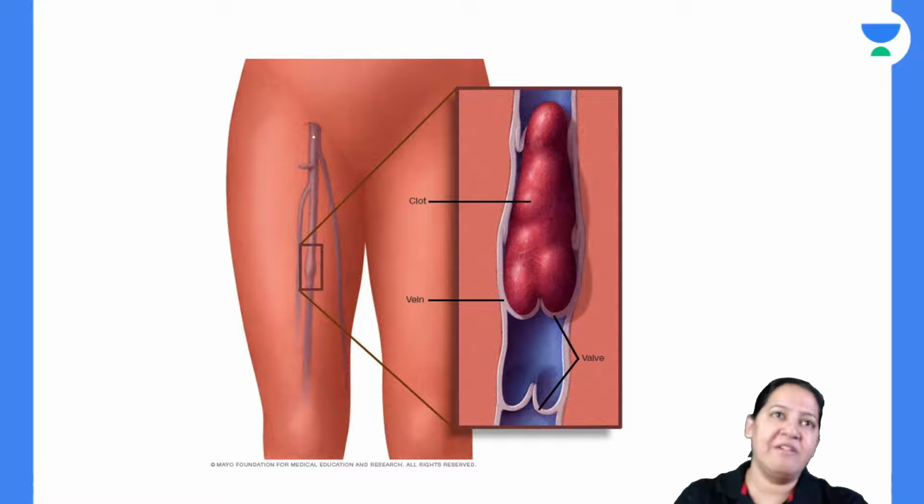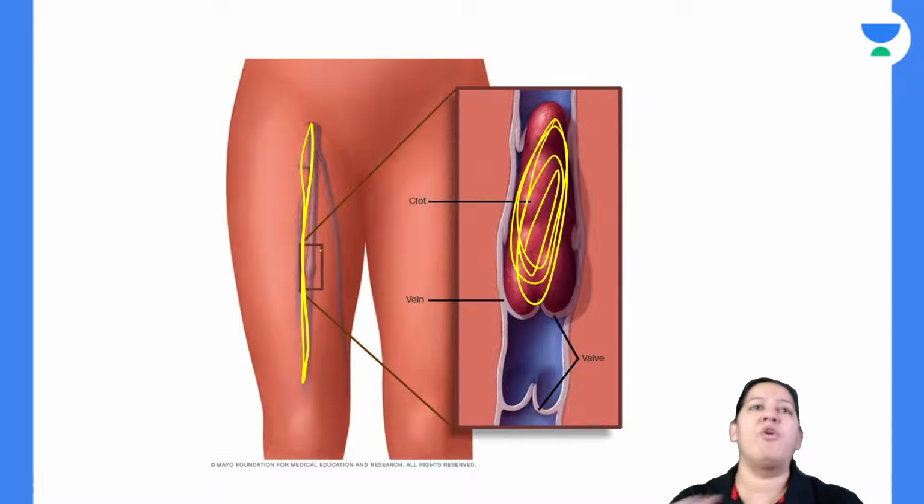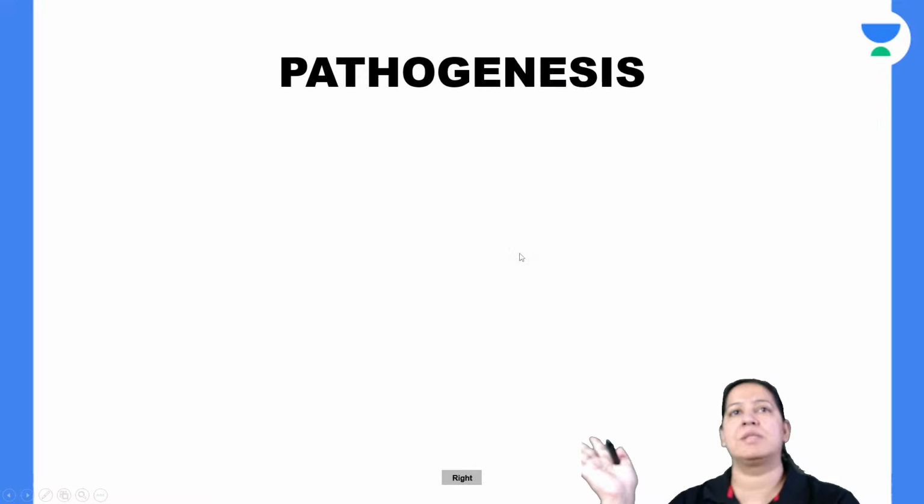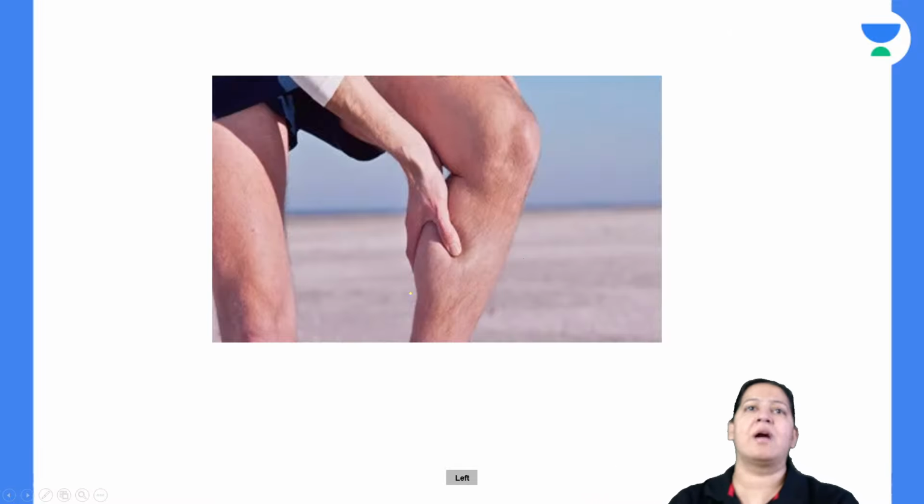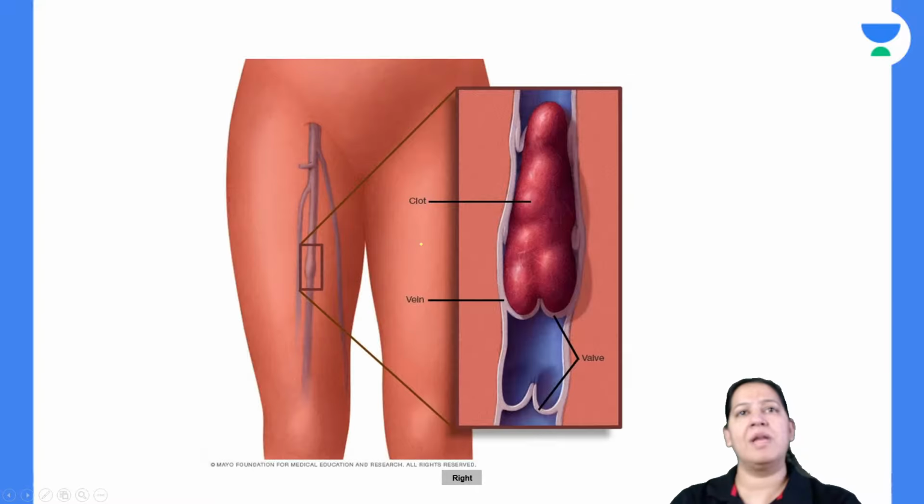Most commonly, the vein which is involved is the leg vein. You can see a leg vein. Inside the leg vein, this is the embolus. First, a thrombus is formed, and it gets detached and forms the embolus. So it most commonly occurs in the leg vein.